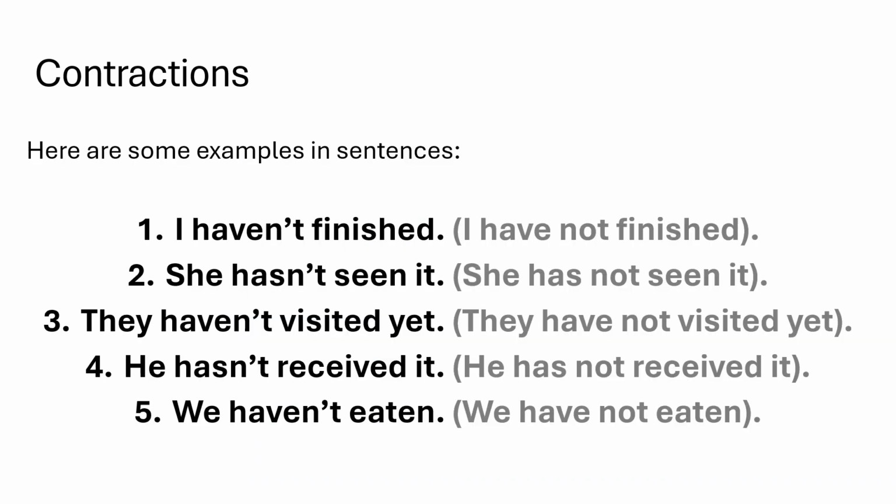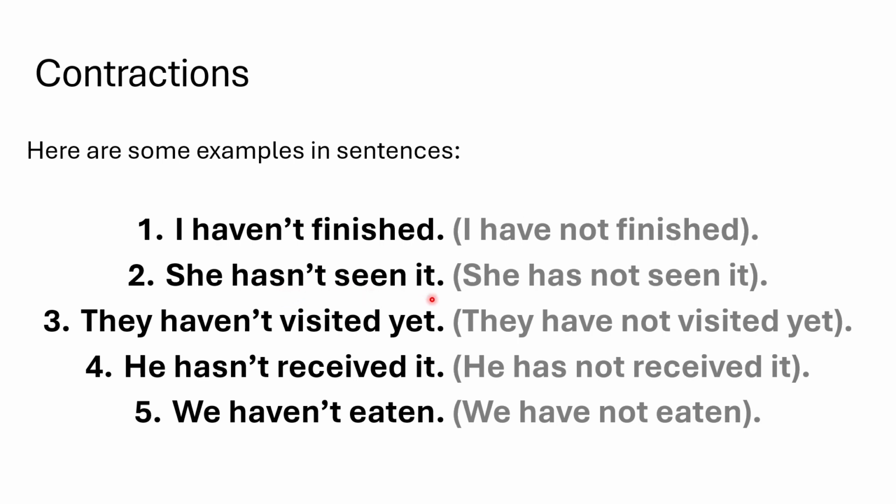Here are some examples in sentences. By reading them in sentences, we can understand the meaning through context. These sentences show the common usage of contractions. I will read the sentence. I will pause. When I pause, you say the sentence. I haven't finished. In its full form, I have not finished.